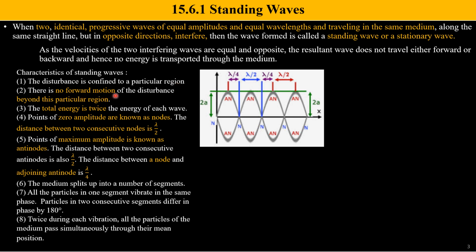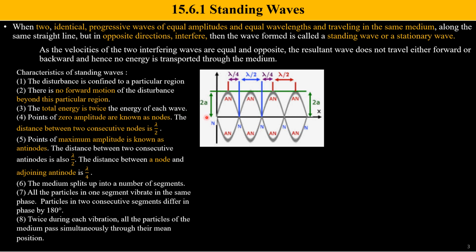There is no forward motion of disturbance beyond this particular region. So whatever happens, it happens within the string or the air column only. The total energy is twice the energy of each wave. Points of zero amplitude are known as nodes.